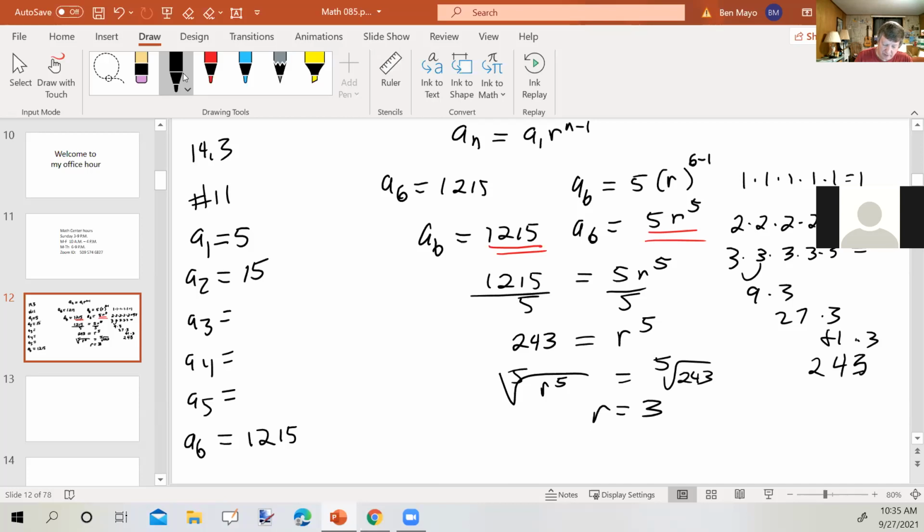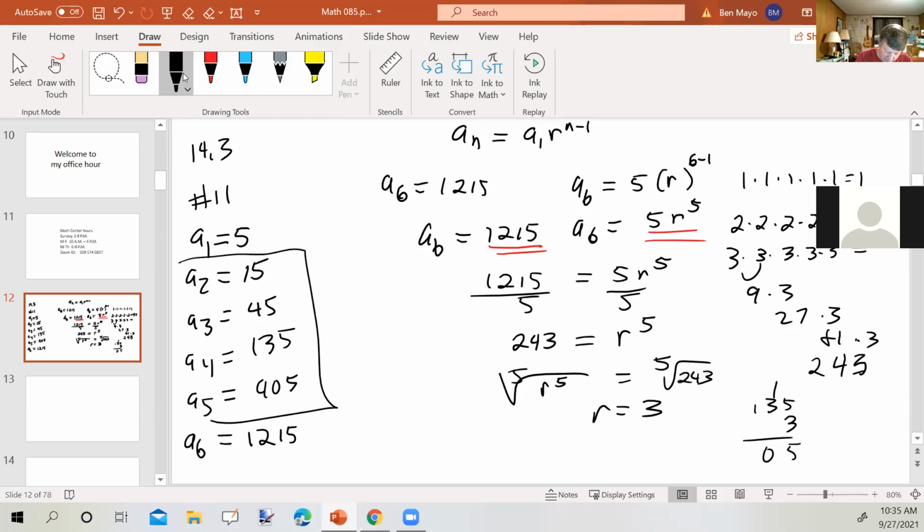Okay, so if r equals 3, a sub 1 is 5, a sub 2 is 5 times 3, which is 15, a sub 3 is 15 times 3, which is 45, a sub 4 is 45 times 3, which is 135. Let's see, is that right? Yeah. A sub 5 is 135 times 3, which is 405. And 405 times 3 is 1215. So the 4 geometric means would be those right there. Any questions about that problem?